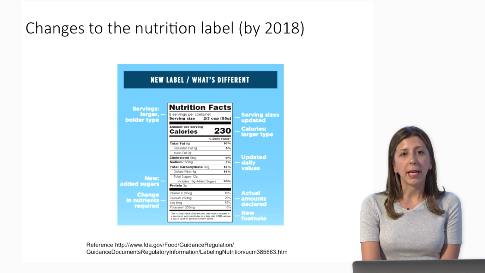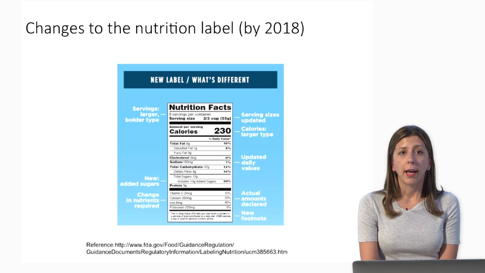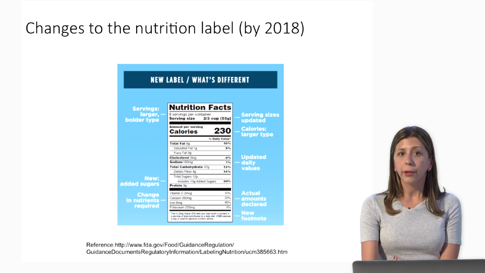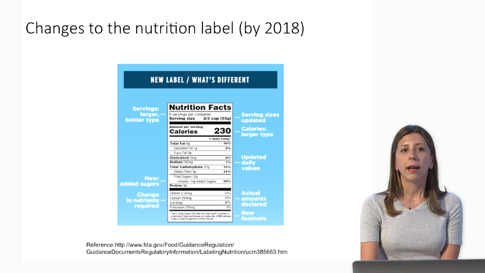So what are some of the main differences? The serving sizes are larger and in bolder type. That's really an effort for people to understand the servings per container. You can see that calories are huge, in my opinion. They're bolder, they're in larger type, and that's really so people see that right up front: how many calories are in one serving of this product?